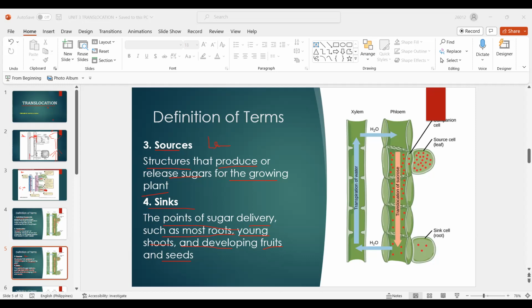Okay? So development, the importance of various sinks may shift during plant development. Whereas the roots and shoot apices or the apical are usually the major sink. Okay? During vegetative growth. So kapag vegetative growth or kaya young yung mga plants natin, ang pinaka-major sink natin is the roots and the shoots.